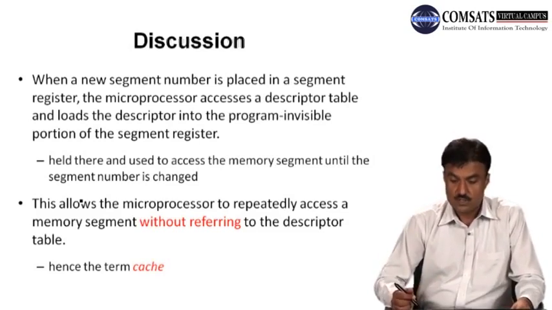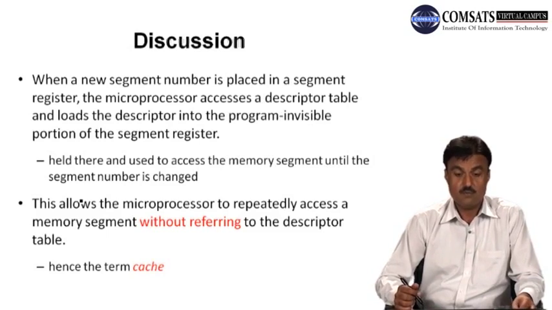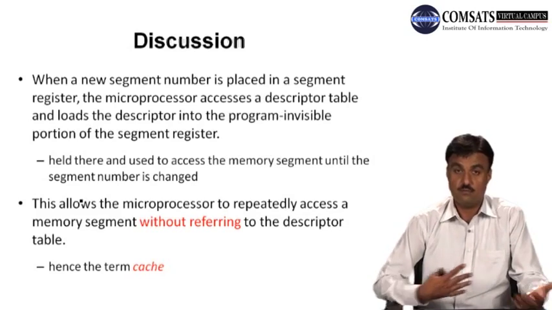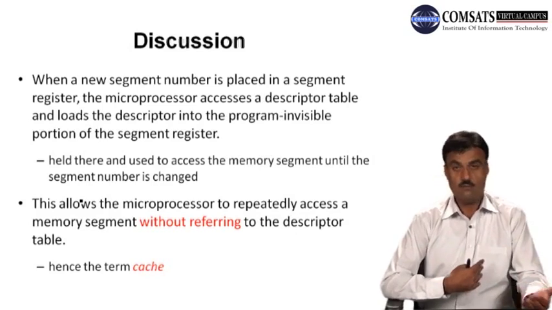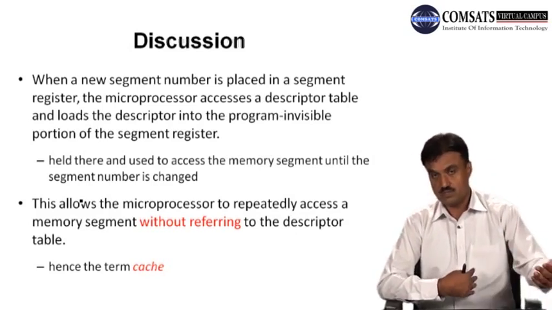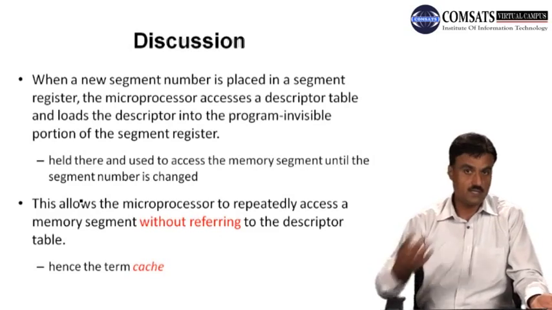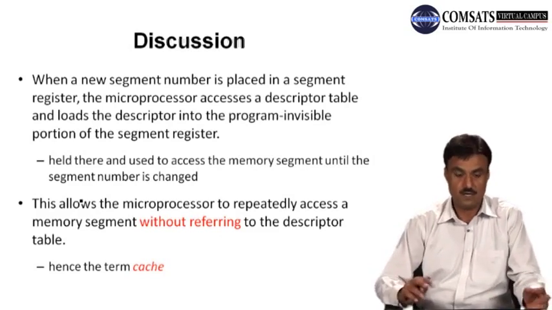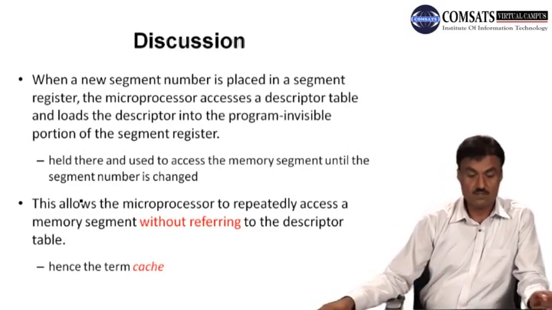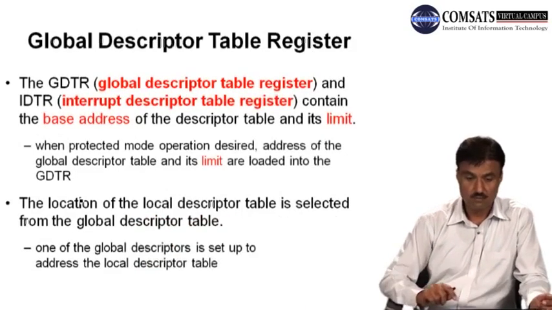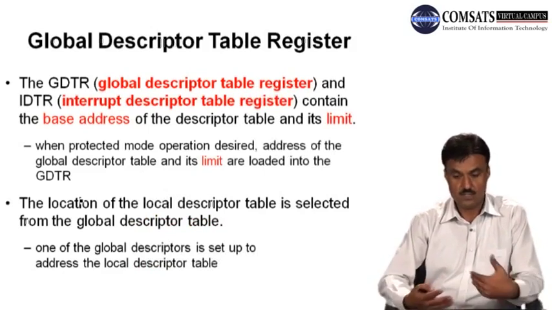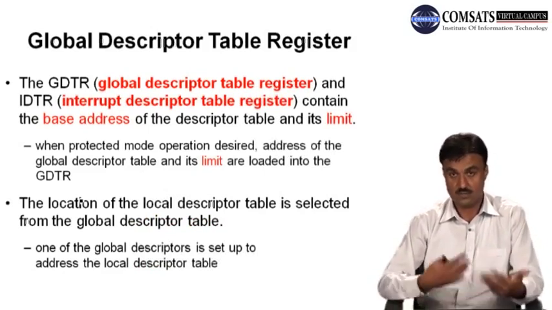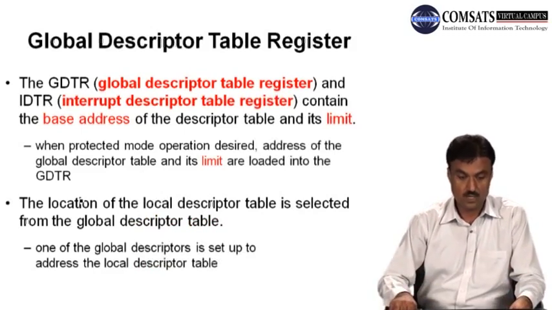This allows the microprocessor to repeatedly access a memory segment without referring to the descriptor table. So once we have referred to the descriptor table and got the descriptor from there, we can hold it, and we can continuously access that segment. We don't need to refer again and again. That is the reason we call it cache. We don't need to go back there, it's available near the register, or near the processor, so it can easily access those segments.